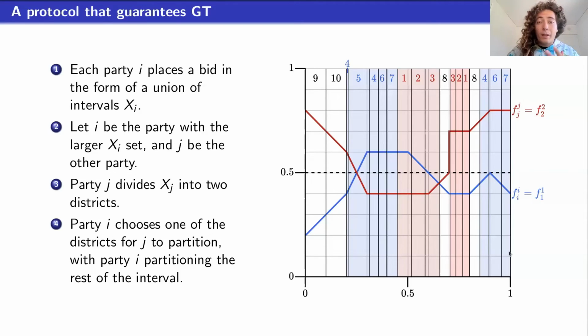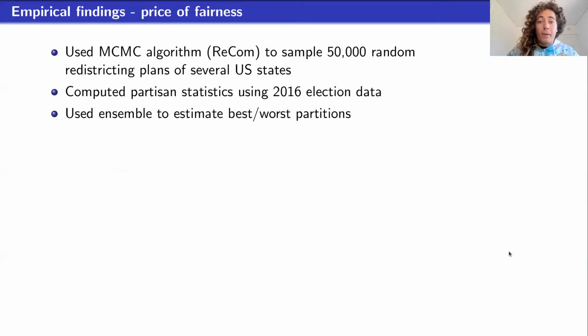So that's all I want to say about the theory. The geometric target's always feasible, but is this actually a good fairness axiom in practice? And so what we did is we ran some ReCom Markov chains on some real election data from 2016 to try to empirically estimate whether these geometric targets are actually feasible in real election data.